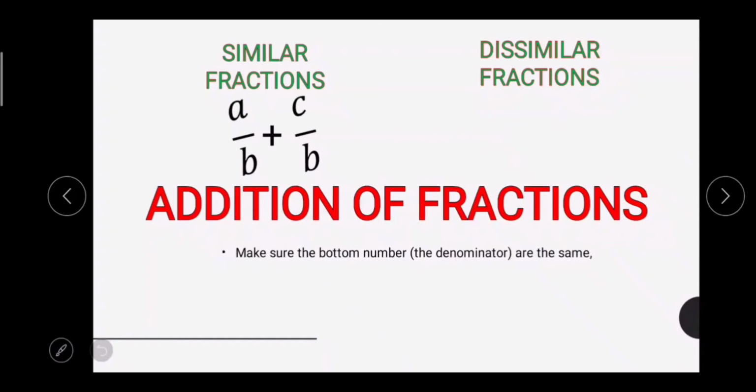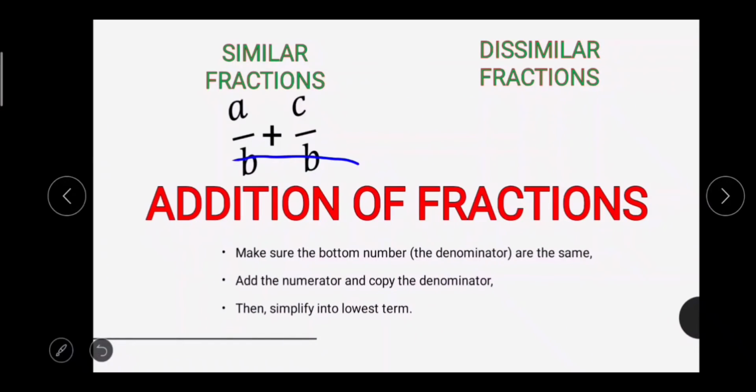So where can we find the denominator in a fraction? Here, these are the denominators. Next is add the numerator, then copy the denominator. Then simplify it into lowest term.